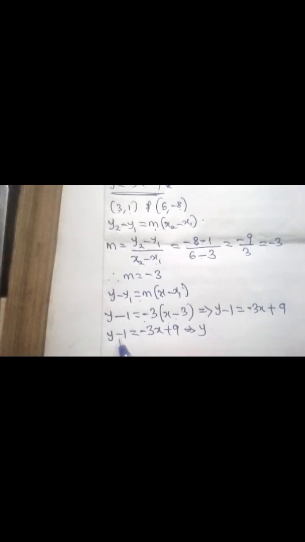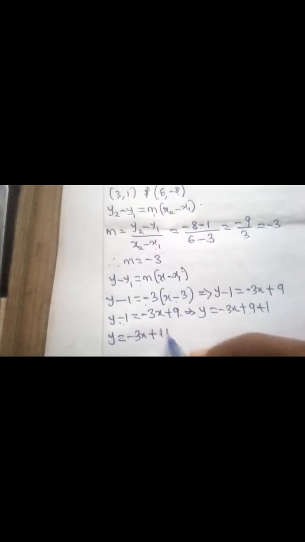Let's continue. Y minus 1 is equal to minus 3x plus 9. This implies that y, now at this point, let's collect like terms. Let this minus 1 cross to meet 9 here, so it becomes y is equal to minus 3x plus 9. The minus 1 here becomes plus 1. So I have y is equal to minus 3x plus 9 plus 1, which is 10.